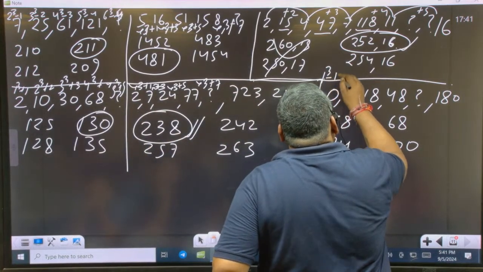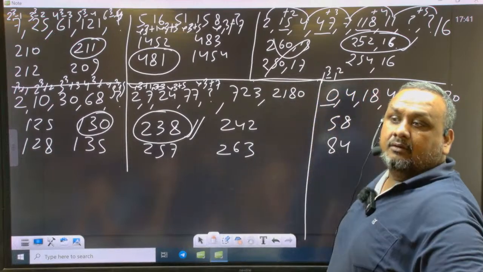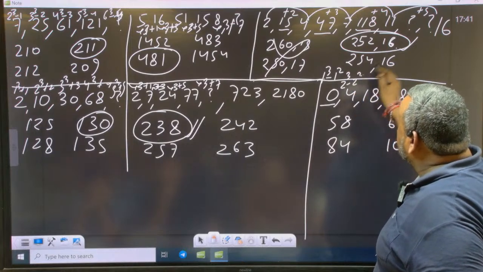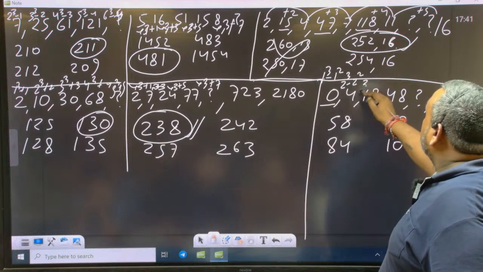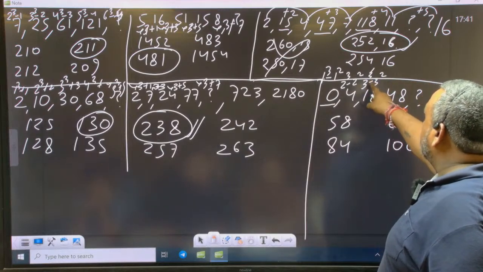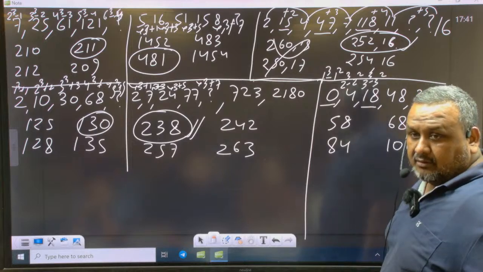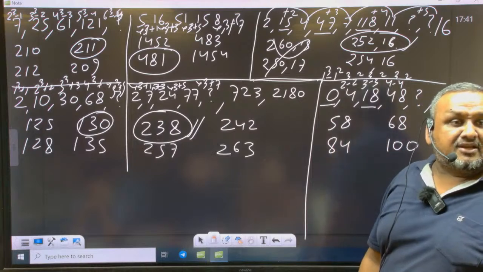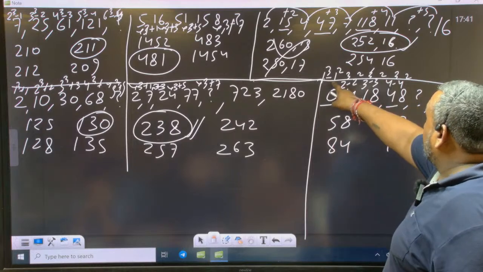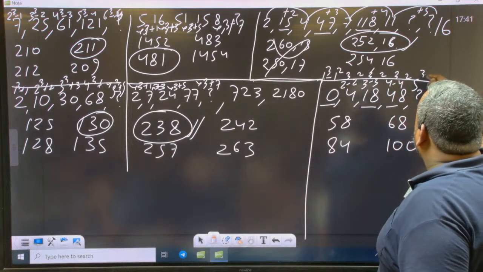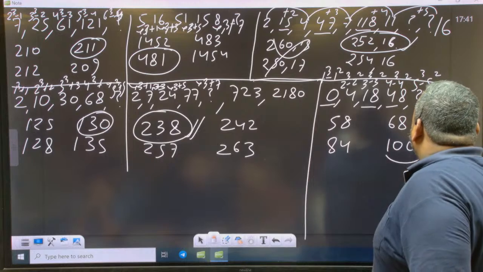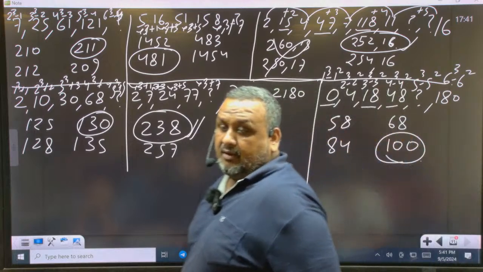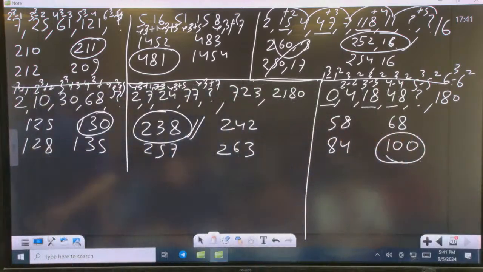1 cube minus 1 square, 0, right? 2 cube, 8, minus 2 square, 4. 3 cube minus 3 square, 27 minus 9, 18. 4 cube minus 4 square, 64 minus 16, 48. Then 1, 2, 3, 4, 5 cube 125 minus 25. Answer is 100. Then 6 cube minus 6 square, 180. Start with 0. Think about the cube and square.